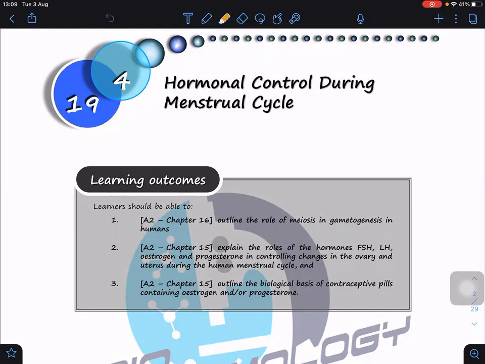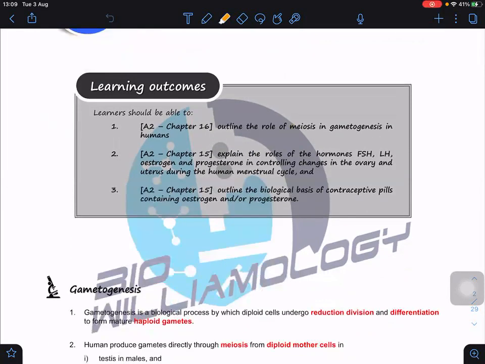Okay, for this topic, termed hormonal control during the menstrual cycle, what are the learning outcomes that we're going to learn here? First, we're going to look at the role of meiosis in gametogenesis in both male and female humans. And then after that, we're going to look at the human menstrual cycle, by referring to the hormones FSH, LH, estrogen, and progesterone, as well as another hormone that we are going to talk about, which is GnRH.